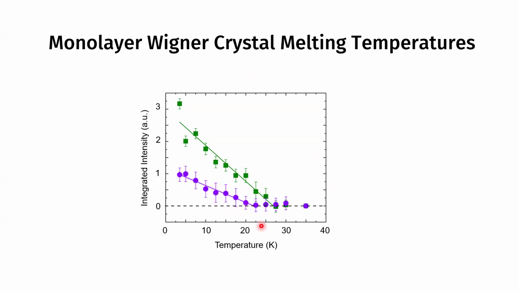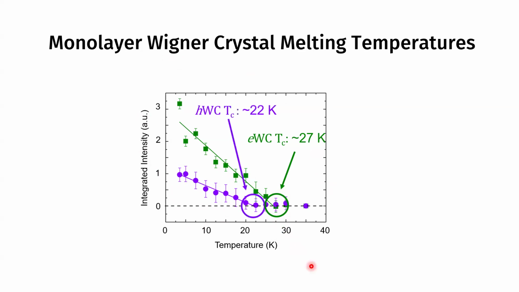And linear fits show us that the electron side Wigner crystal melts at about 27 Kelvin without the need for any magnetic field, and the hole side Wigner crystal melts at about 22 Kelvin, once again without any requirement of magnetic field. And so these temperatures are quite a bit higher than the usual melting temperature of a Wigner crystal, which is often in the millikelvin range when not housed within TMDs.